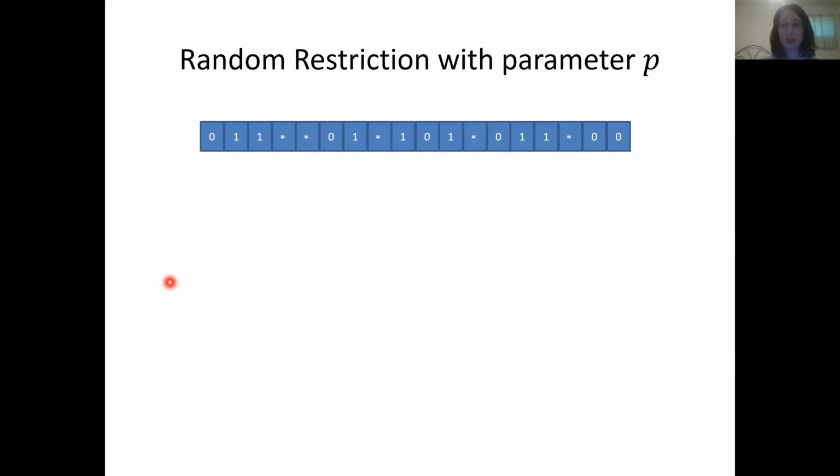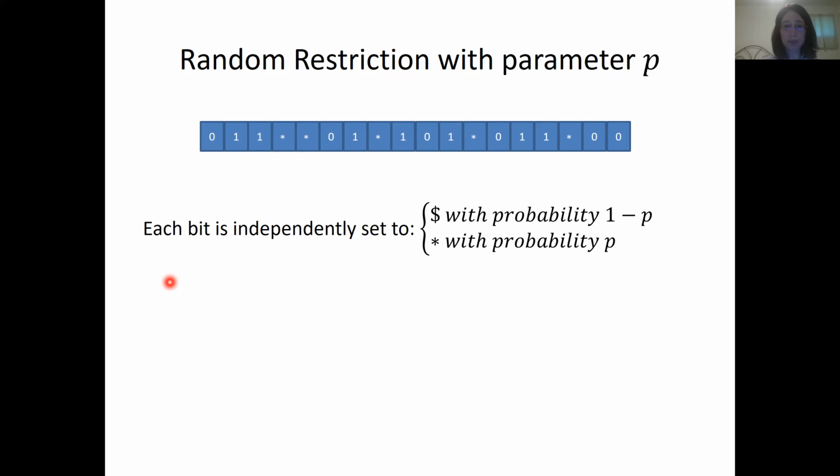Let's look more closely at what these random restrictions are. The random restriction is going to have some parameter p. This p is the probability that, as we go bit by bit, with probability p we choose that location to be a star. That means we leave it alone; we don't change the variable in that position. And with probability 1 minus p, we set it to 0 or 1 at random. This is a random restriction with parameter p.